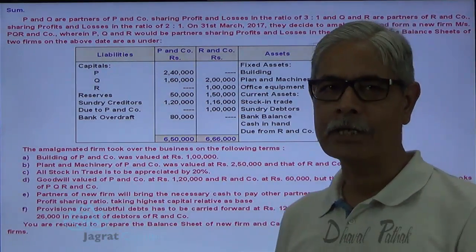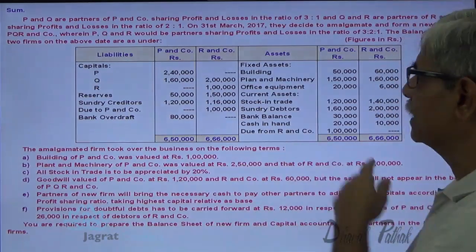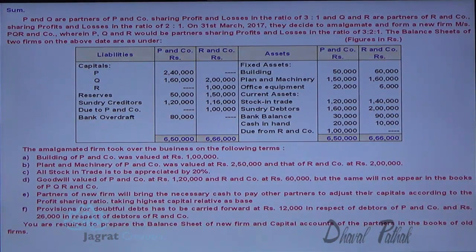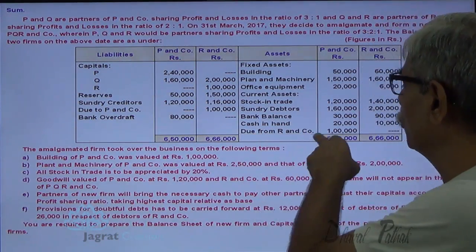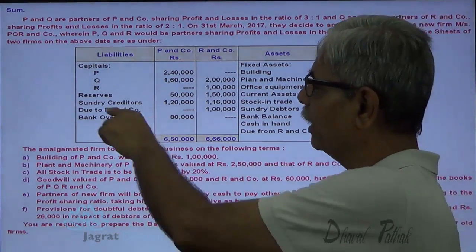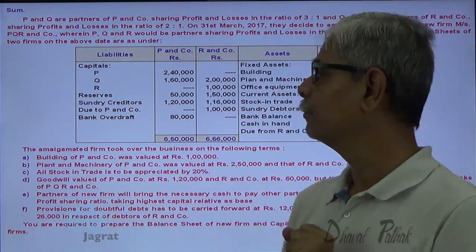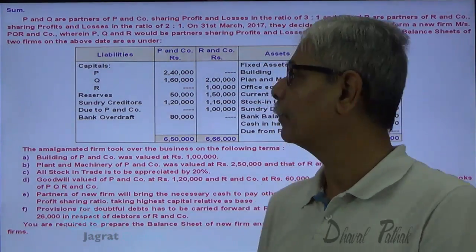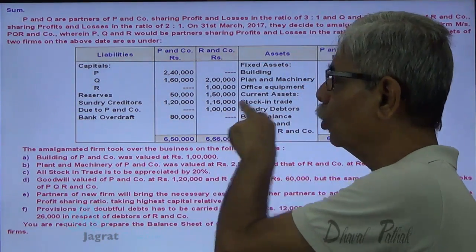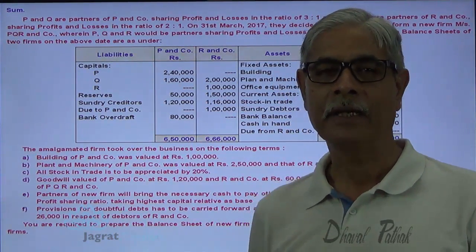Here you are given the balance sheet of P and Company and R and Company. On the asset side, you are given fixed assets, building, plant, machinery, office equipment, current assets, stock in trade, debtors, bank balance, cash balance, and due from R and Company 1 lakh. And here, due to P and Company 1 lakh. So there is a mutual indebtedness. P and Company has a right to recover money from R and Company, and R and Company is obliged to pay P and Company.